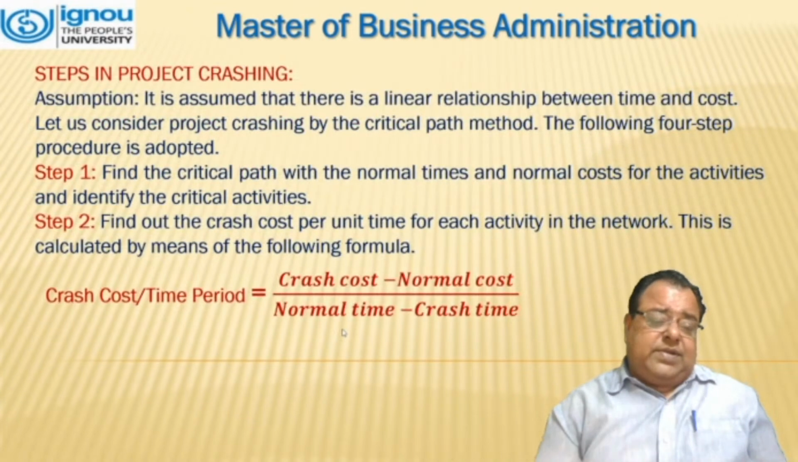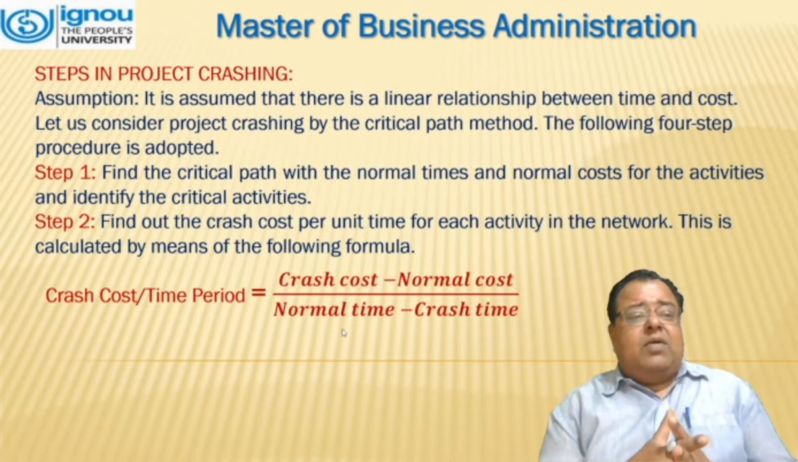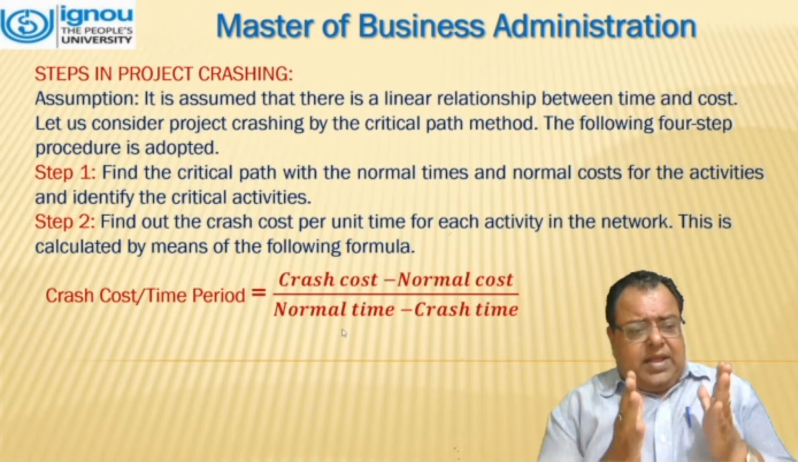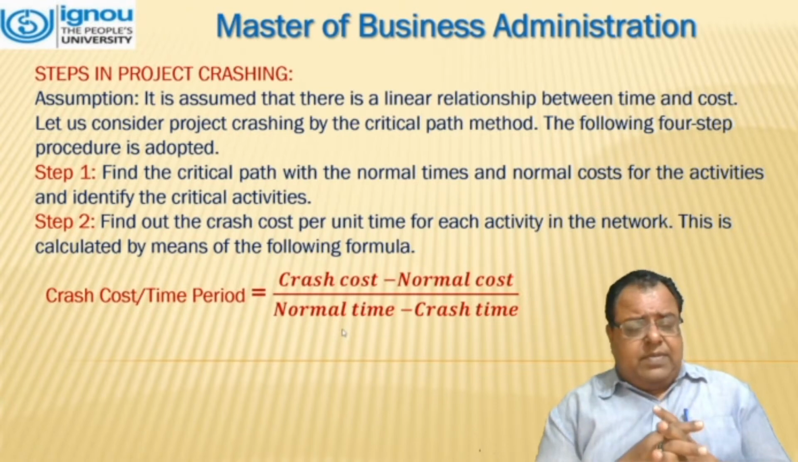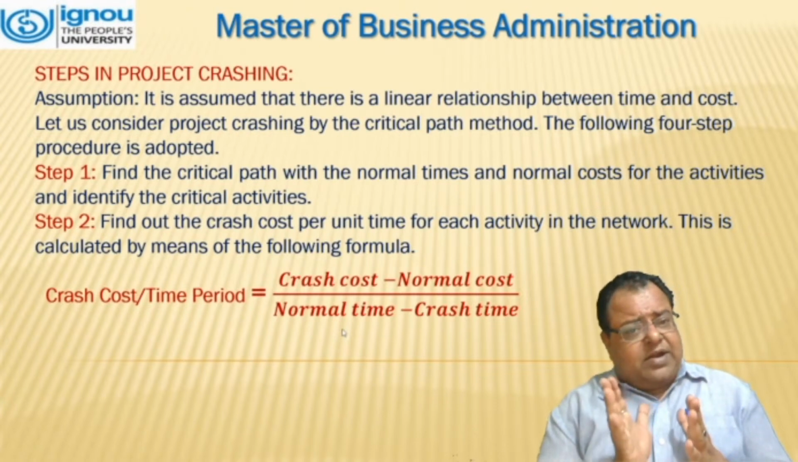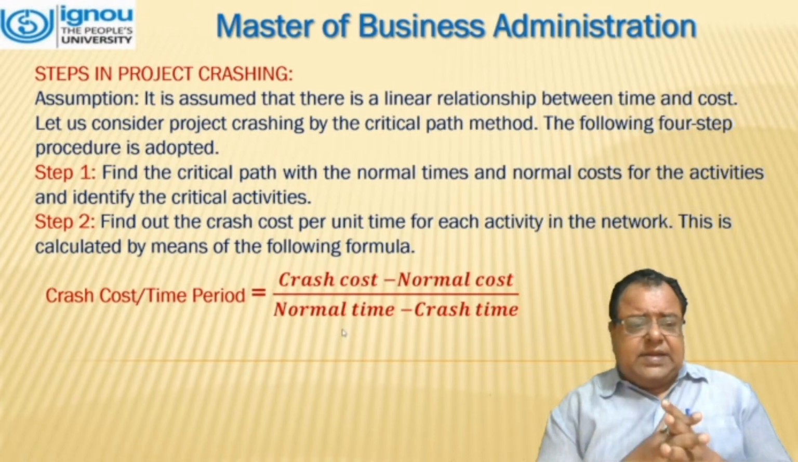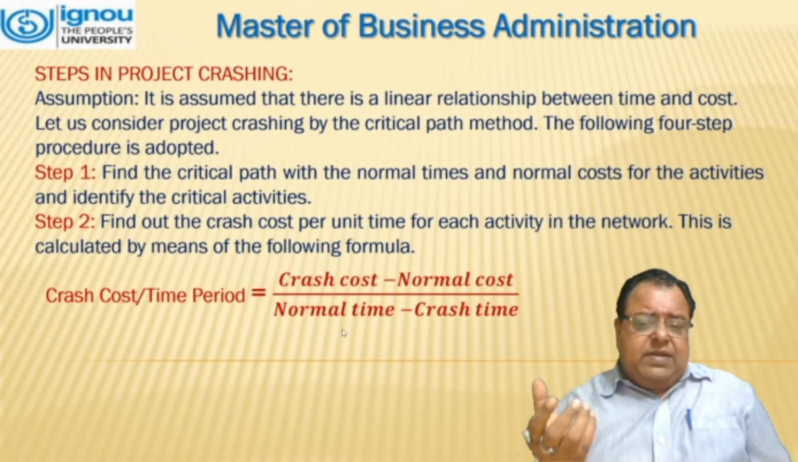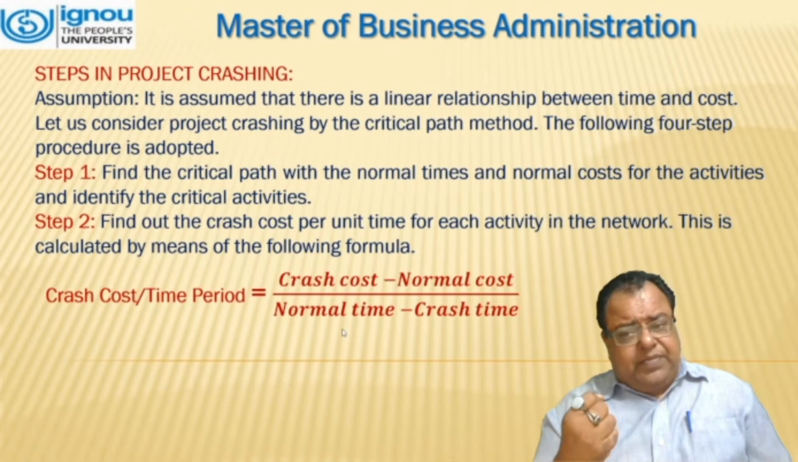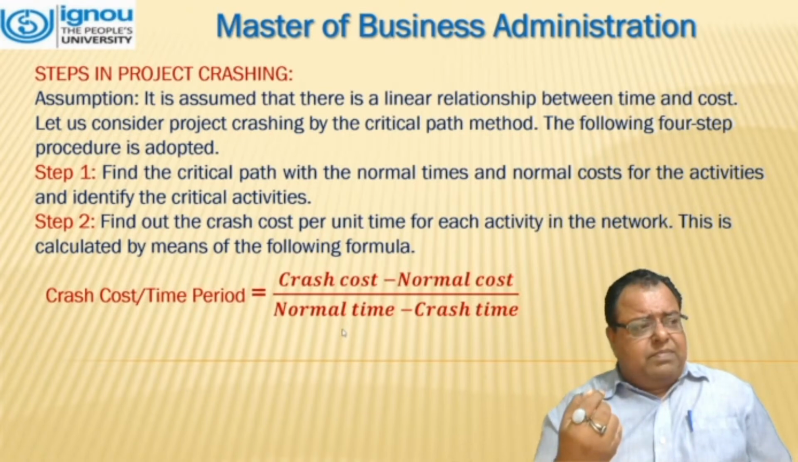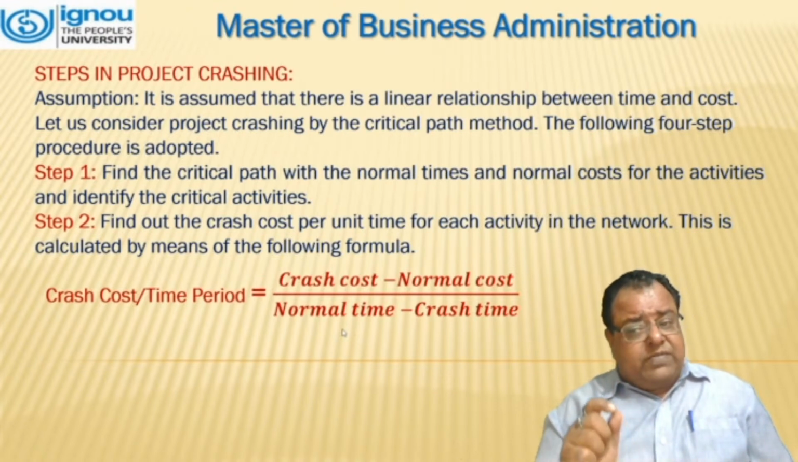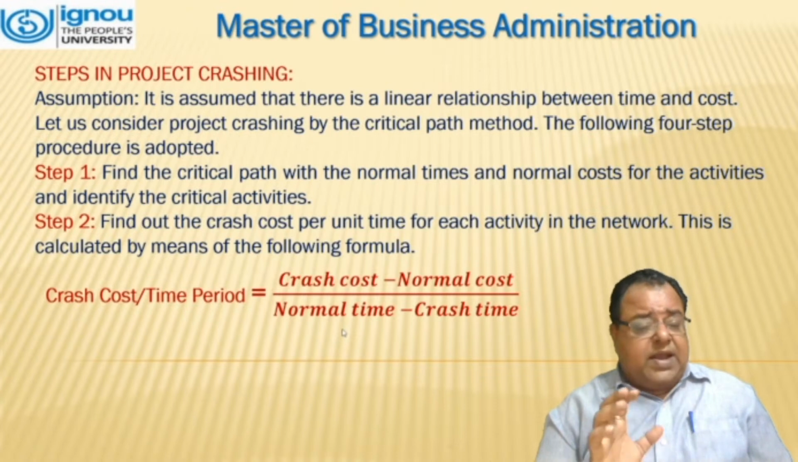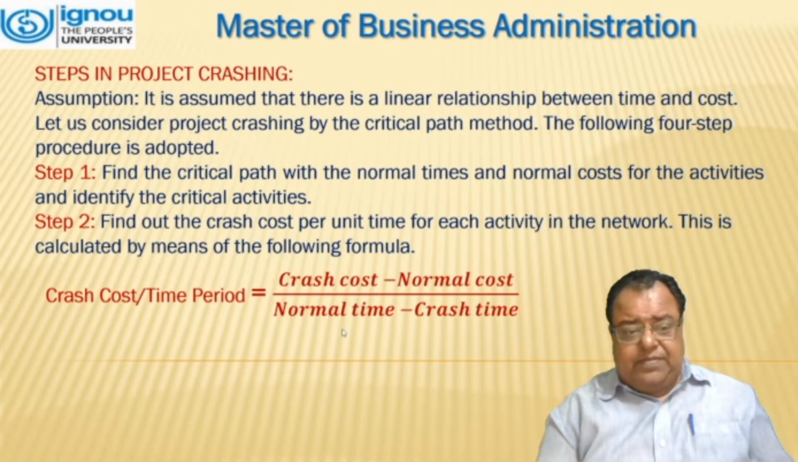What are the steps required or performed in project crashing? Assumption: it is assumed that there is a linear relationship between time and cost. Let us consider project crashing by the critical path method. The following 4 steps are adopted. Step 1: Find the critical path with the normal times and normal cost of the activities and identify the critical activities, what we have done.